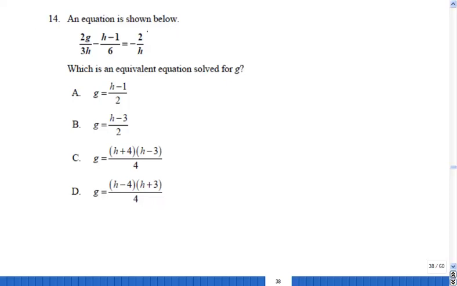14, an equation is shown below. 2g over 3h minus h minus 1 over 6 equals negative 2 over h, which is an equivalent equation solved for g.